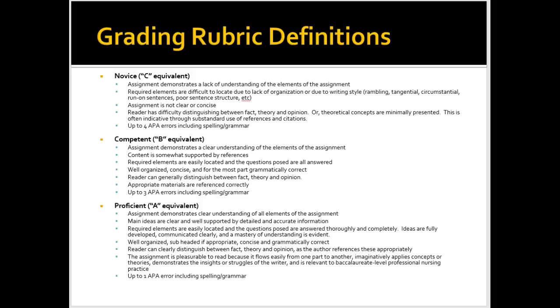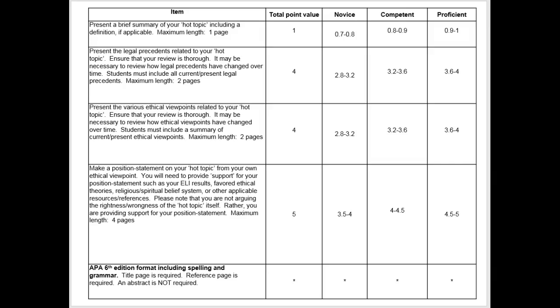So again, now that we've defined those categories, you can see that for the most part, a novice is going to be worth 70 to 80% of the total point value. A competent rating is going to probably be equivalent to 80 to 90% of the total point value, and proficient is 90 to 100%.